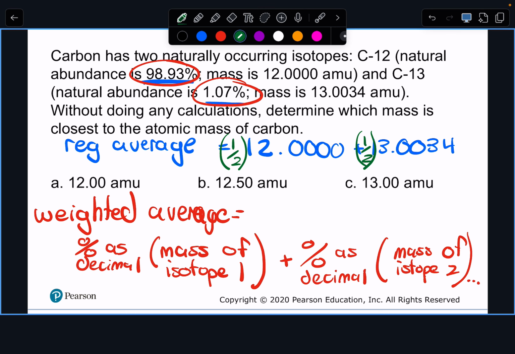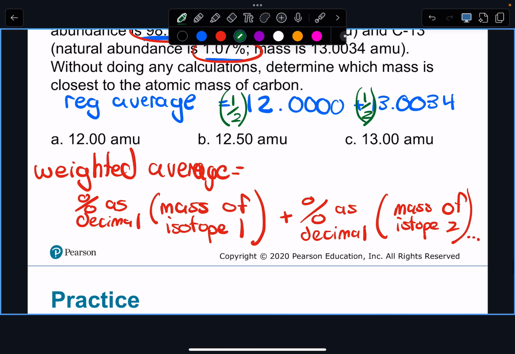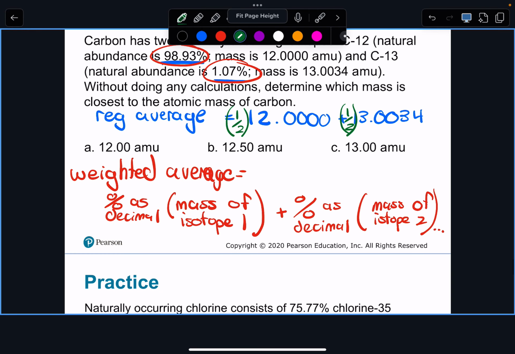Okay, so we're going to do this one together, and then I'll let you guys do the chlorine one on the next page. In purple, I'm now doing the weighted average of carbon 12 and carbon 13. Hopefully, if we do it right, it should come out pretty close to 12, because most of that is carbon 12. And it should also match what's on the periodic table.